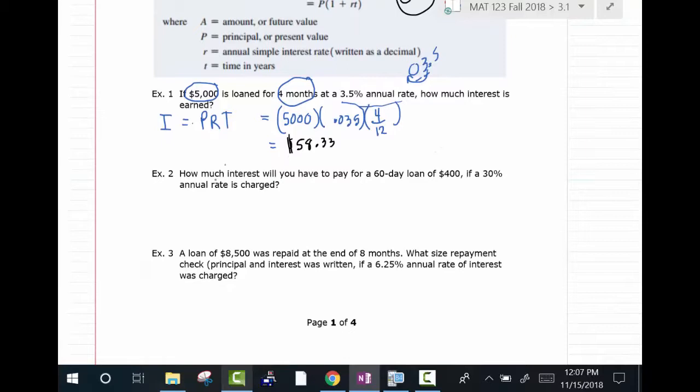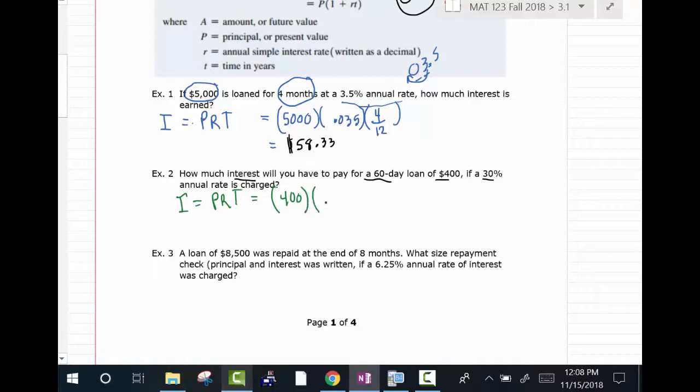All right, so the next one, it says how much interest will you have to pay for a 60-day loan of $400, 30% interest. This would kind of remind me of those payday loan places that sometimes charge way over 100% interest because they're short term. All right, and this would go like this. We have I equals PRT, so we're going to do exactly the same thing. So we're going to take the $400 principal. That's what we start with.